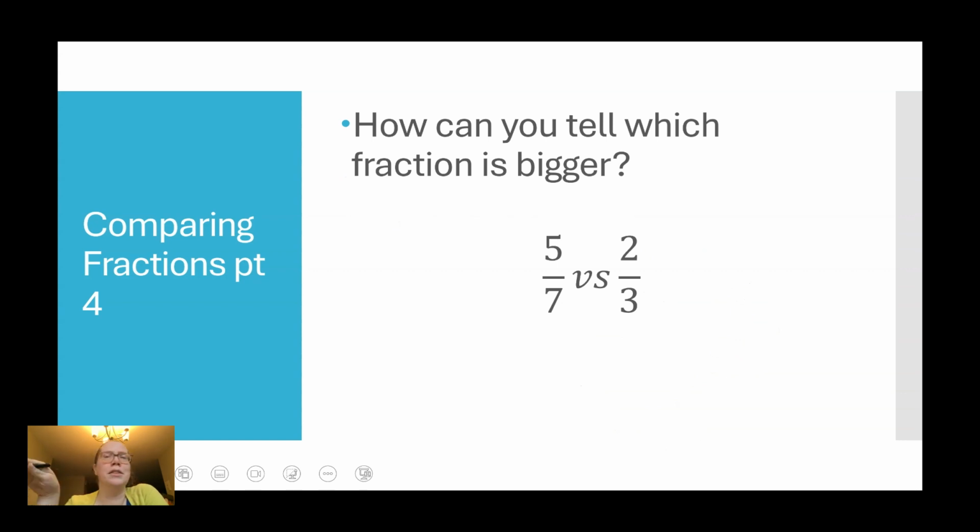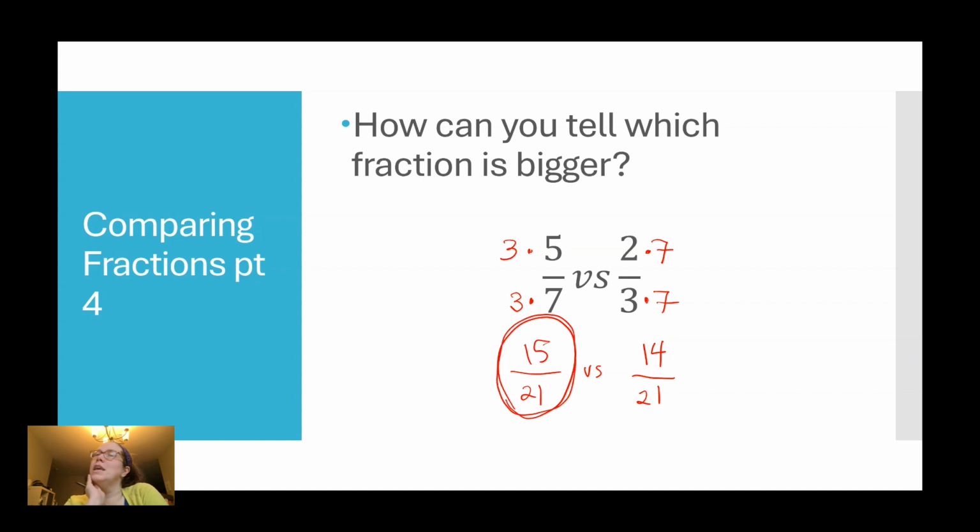If your denominators are nothing alike, then you're going to want to use your lowest common multiple of your denominators to convert these into common denominators. So I know my lowest common multiple of 7 and 3 is 21. So I'm going to multiply by 3 on the bottom and 3 on the top to make these into 21sts, and by 7 here and 7 on the top to make these into 21sts. So now I have 15/21sts versus 2 times 7, 14/21sts. 5/7 is bigger.